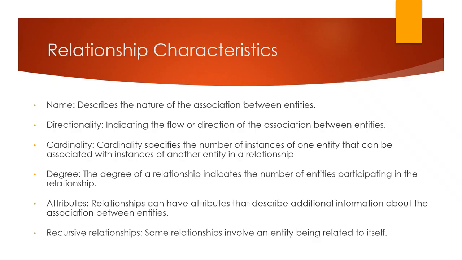Next, degree. Degree of a relationship indicates the number of entities participating in the relationship. A relationship can be unary, binary, or ternary. Next one, attributes. A relationship can have attributes that describe additional information about the association between entities. Last one is recursive relationship. Some relationships involve an entity being related to itself, known as recursive relationship. They represent connection or interaction within the same entity.